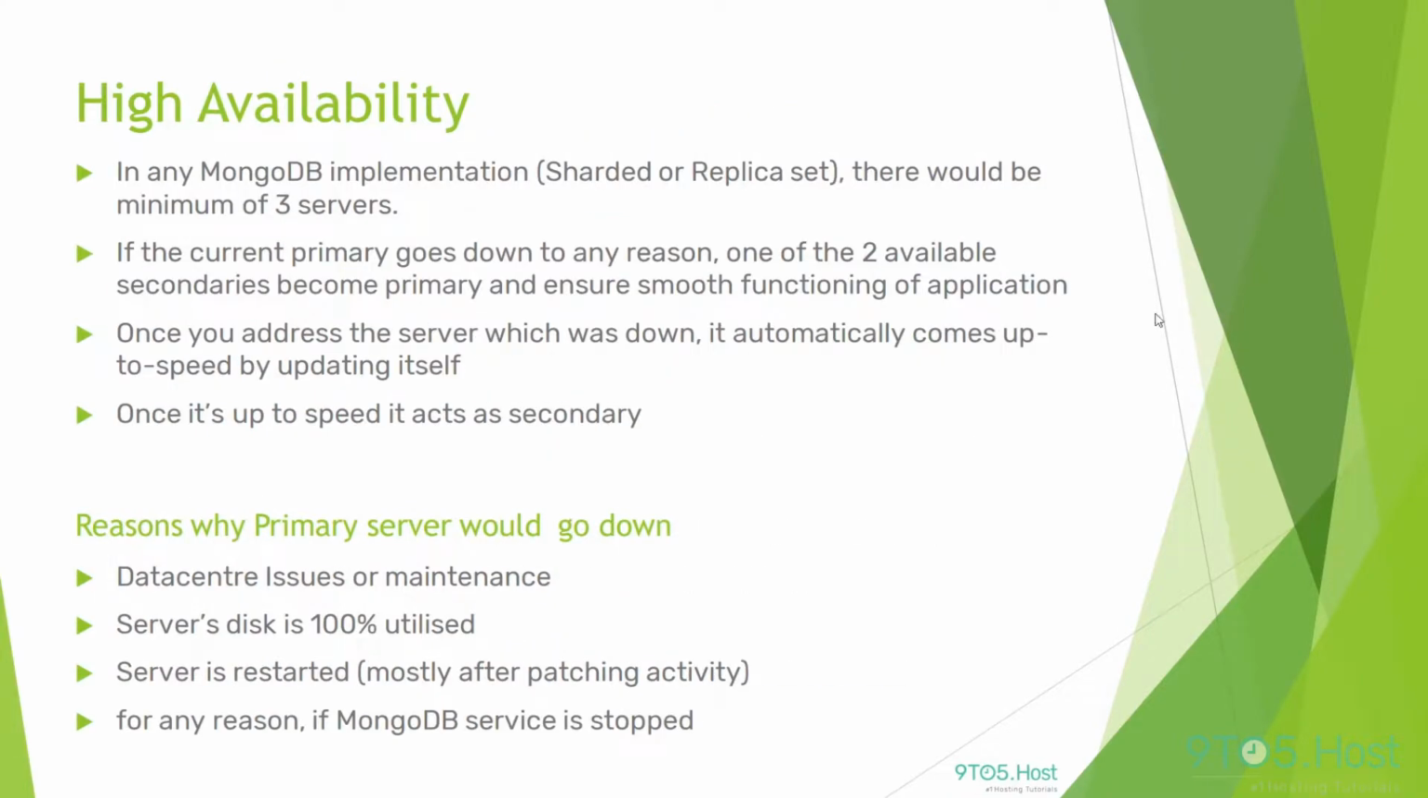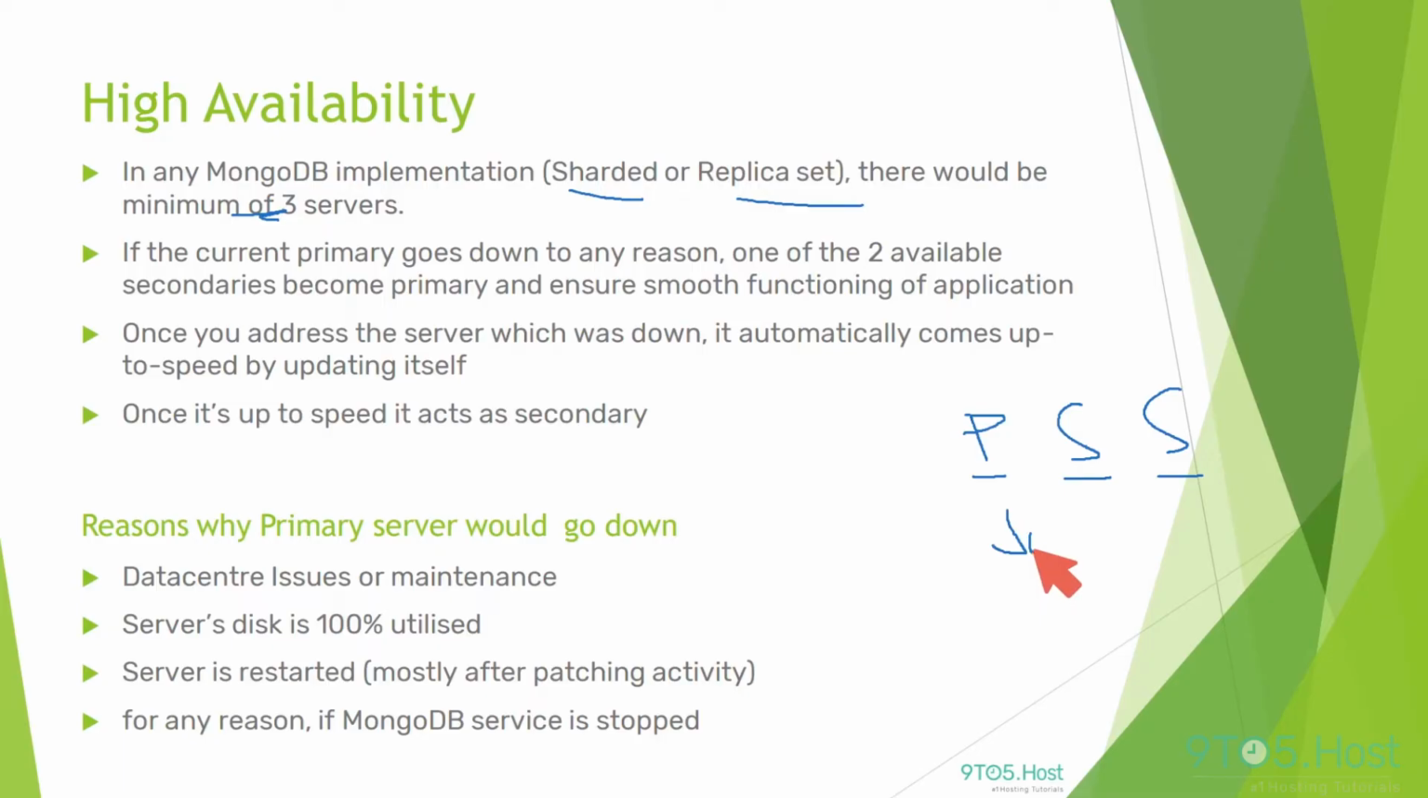The big advantage of using MongoDB is definitely high availability. In any MongoDB implementation, be it sharded or a replica set, there would be a minimum of 3 servers. At any given point of time, the recommendation from MongoDB is to use an odd number of servers. For example, we have a 3-server replica set: primary, secondary, and another secondary. So the data between all the servers at any given point of time would be the same.